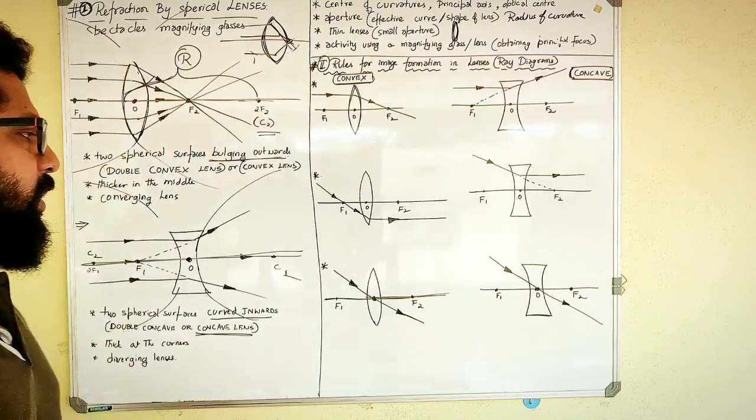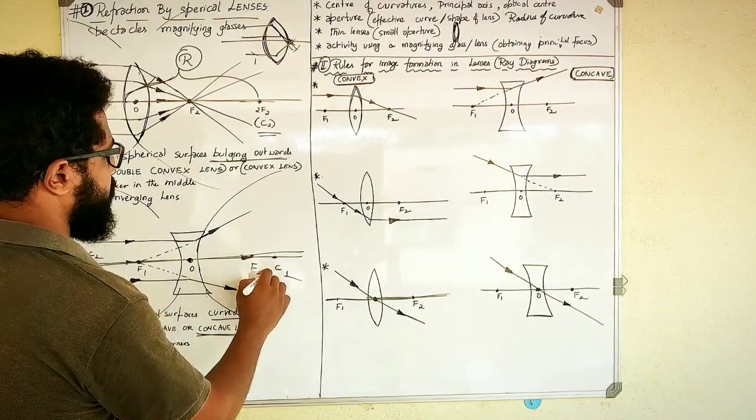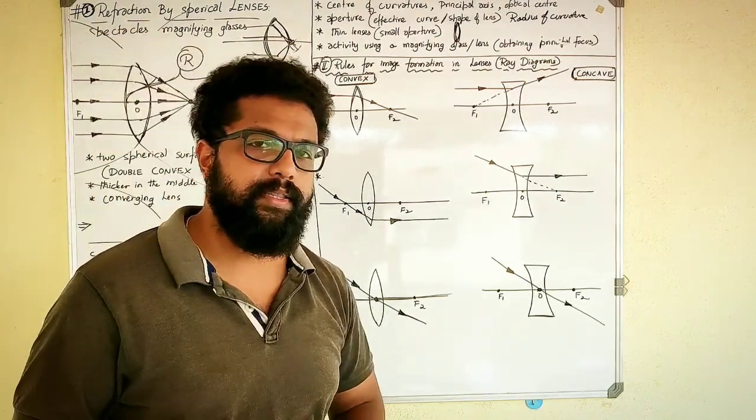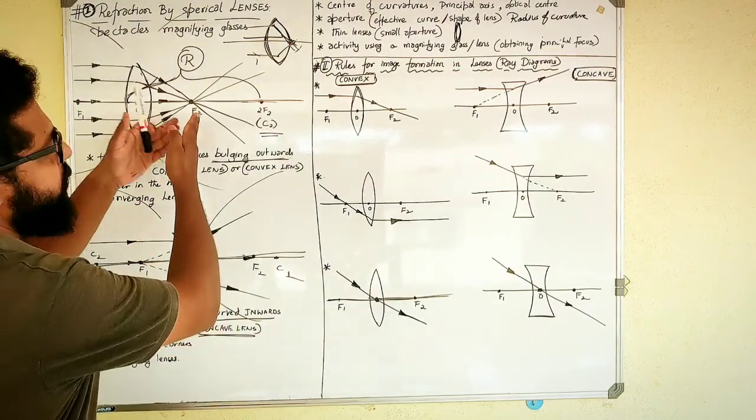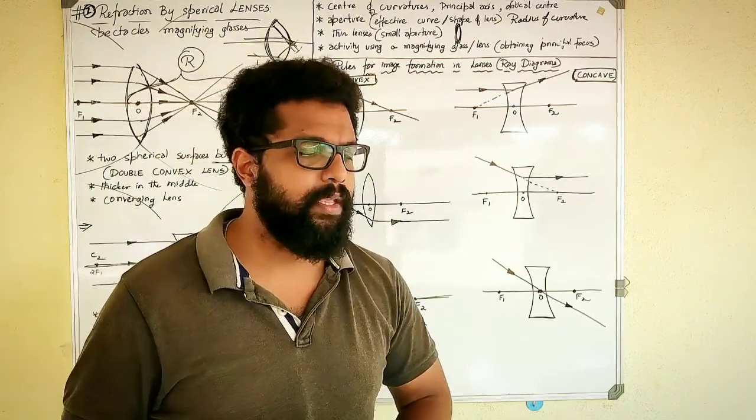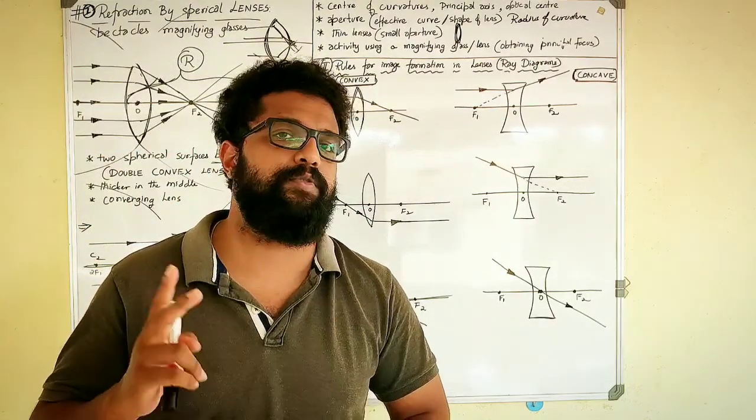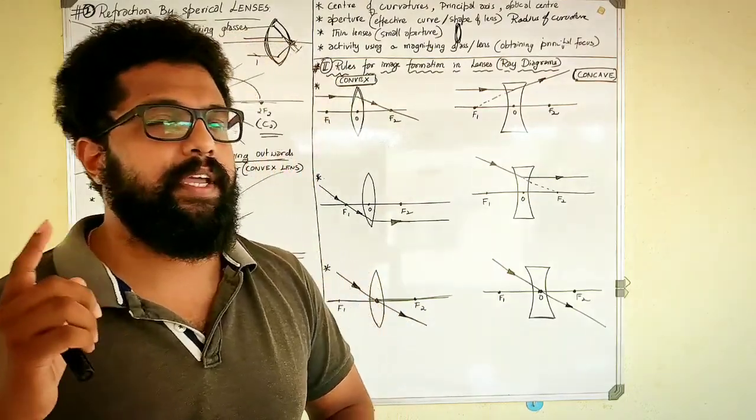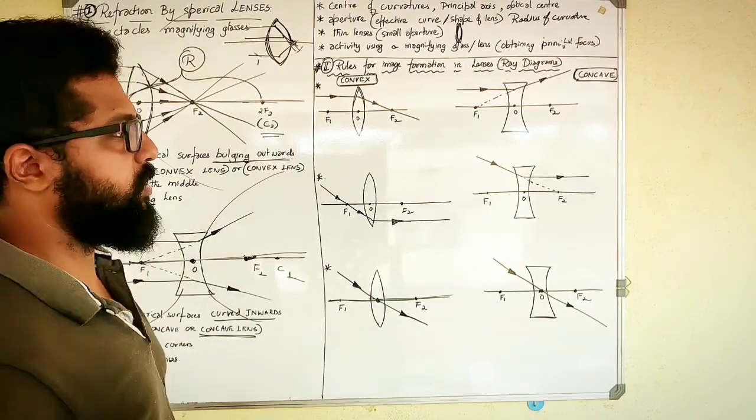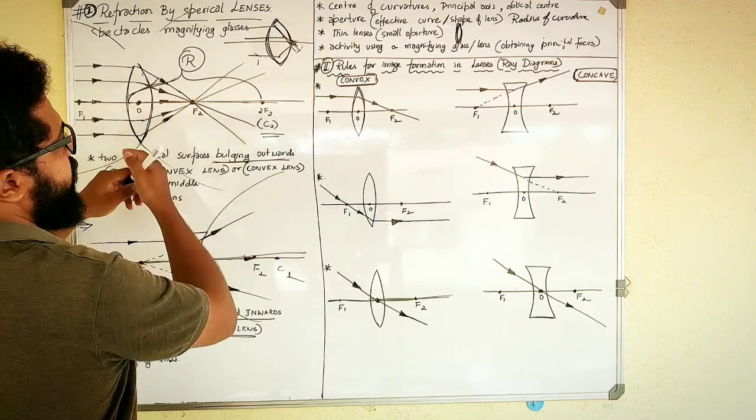For the concave lens also the same thing holds good, which means it has two focus points, f1 and f2. You can name them any way, f1 or f2, on either side. It is your method of naming the points. So remember, the lenses have two focal points. Also, if they have two focal points, obviously they'll have two centers of curvature and two radii of curvature.